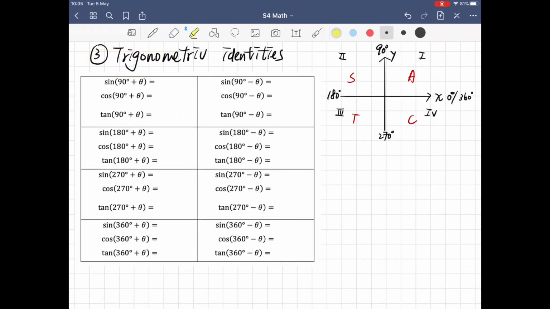The third part of this chapter is trigonometric identities. Do you still remember we have to memorize all the identities in this table? But don't worry, as we have some patterns for you to memorize. So first, we have to identify 90° plus or minus, and also 270° plus or minus.